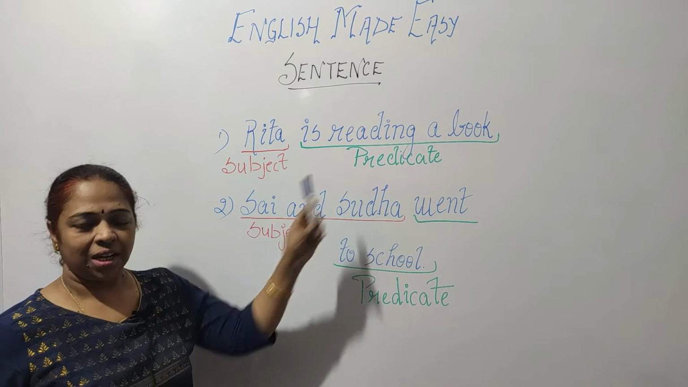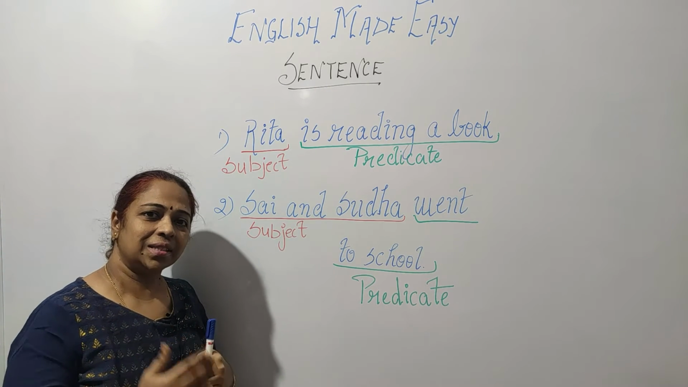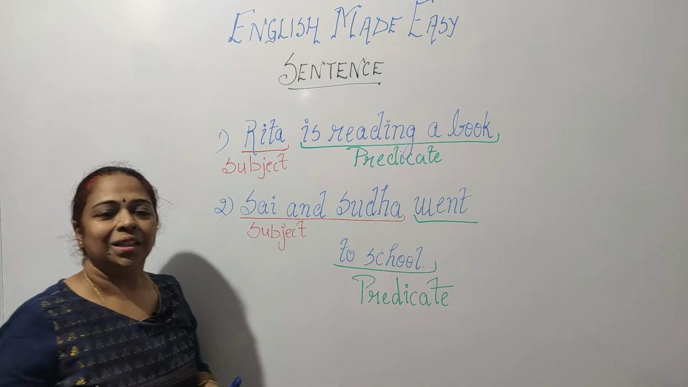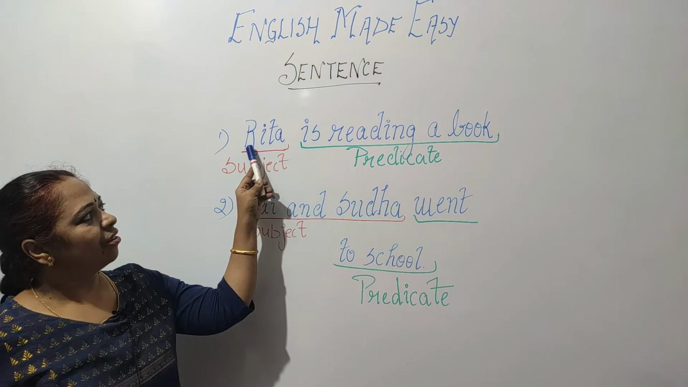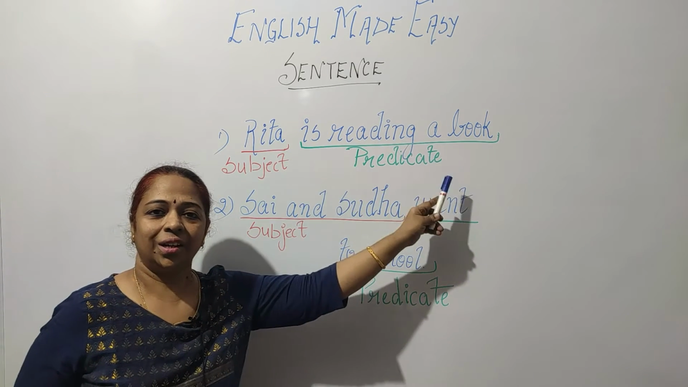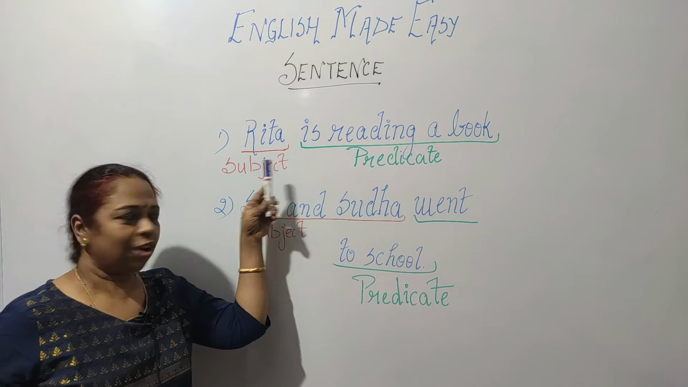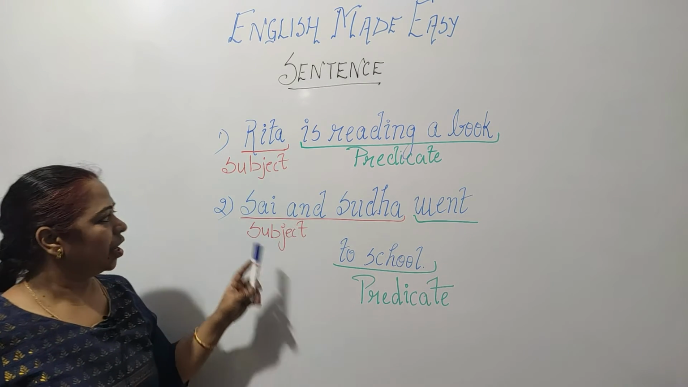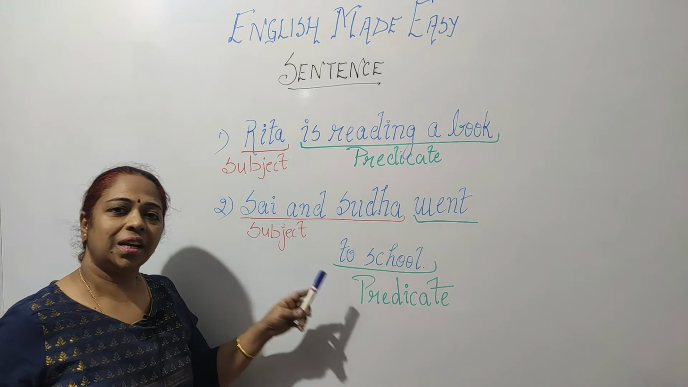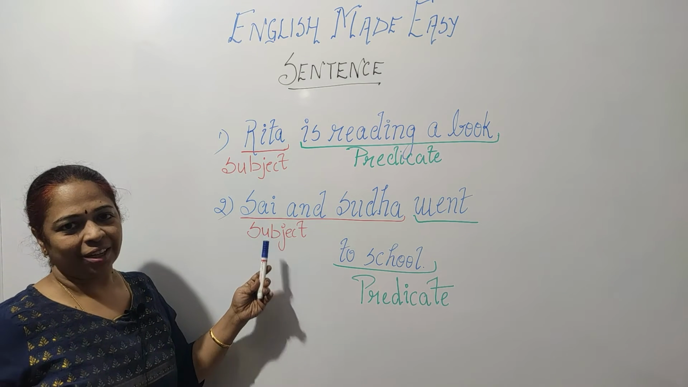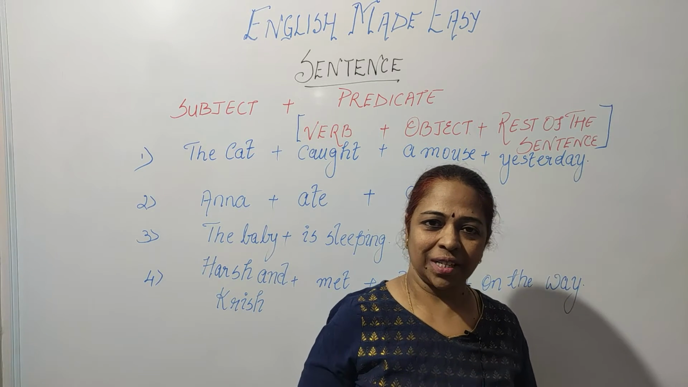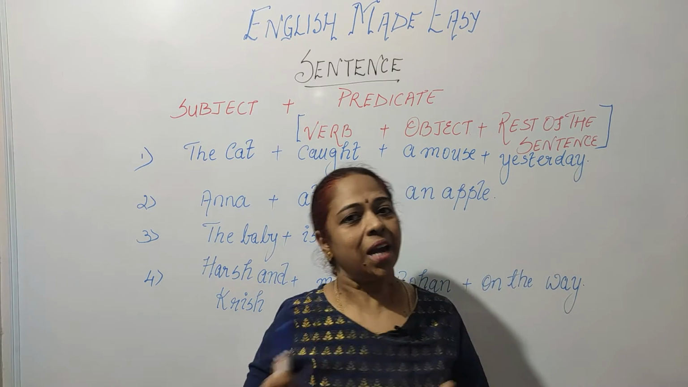So over here, Rita is reading a book. The second half tells us about what the subject is doing, or it tells us more about the subject. This is called as the predicate. Rita is reading a book. What is Rita doing? Rita is reading a book. It is telling more about Rita, or it is telling more about the subject. Over here, Sai and Sudha went to school. Went to school. It is telling us more about what they are doing. So this is called as the predicate. So the order of sentence consists of the subject and predicate.